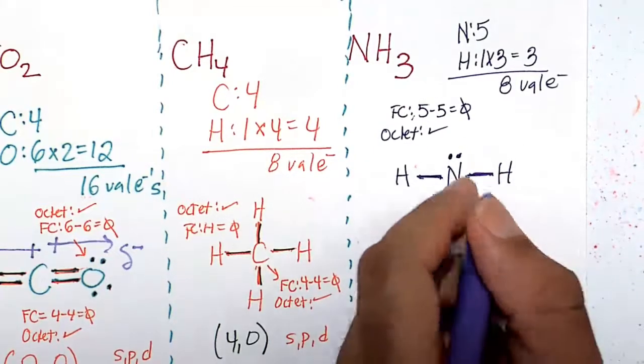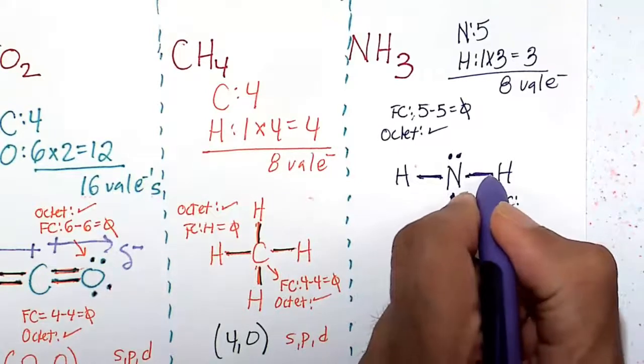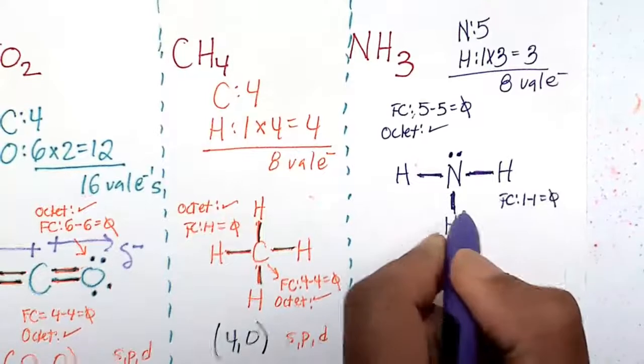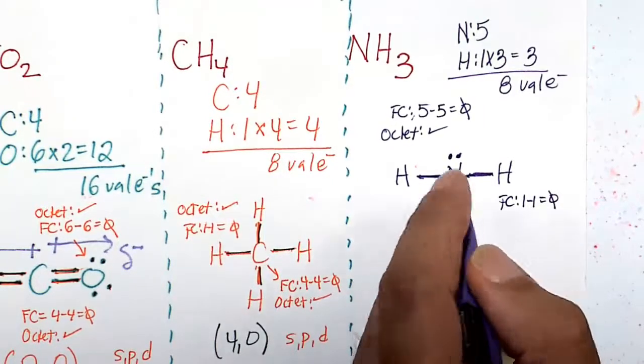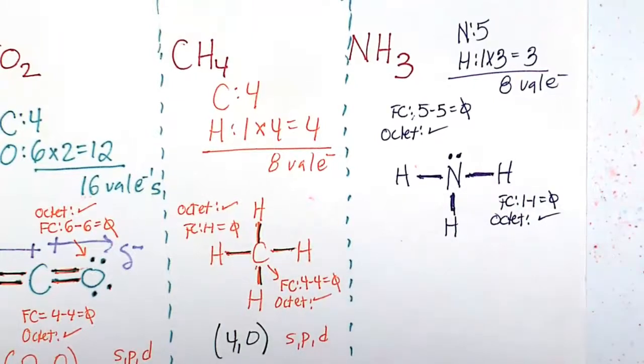Let's look at the hydrogen here. Let's look at the formal charge for the hydrogen. Hydrogen is happy at 1. 1 minus 1 is 0. So let's look at the octet rule for hydrogen. 1, 2. Okay, so hydrogen is happy with that.